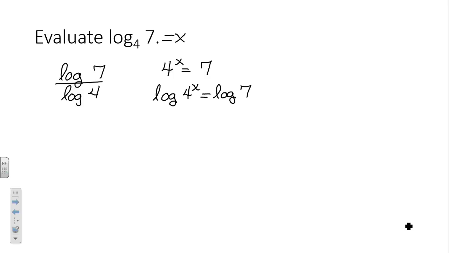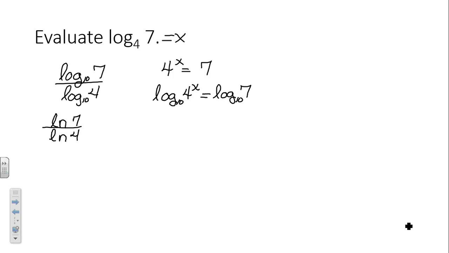Log base 10 is our common log, so it's the one that doesn't have a little base below it. It's one of our two log buttons on our calculator. If your favorite one is the natural log, you could have taken the natural log of 7 and divided it by the natural log of 4, and your calculator will give you the right answer either way. They'll get you the same thing, as long as you don't mix them. You can't have a common log with a natural log and vice versa. It has to be the same log that you're using: log base 10 or log base e.